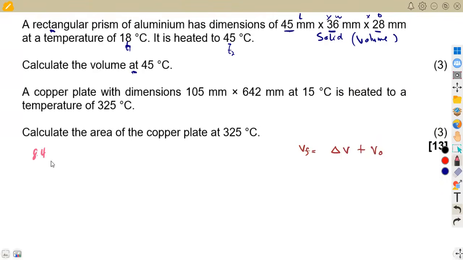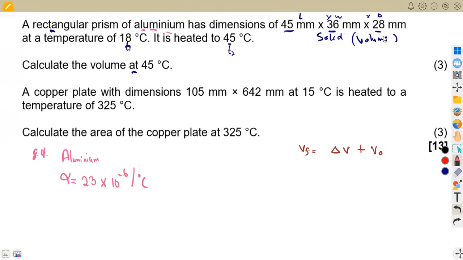So this is question 8.4. Like I said, we are given an aluminum prism. So for the aluminum part, check your information sheet for the linear coefficient of expansion of aluminum. You are going to have it as 23. So check properly on your information sheet. It is 23 times 10 to the exponent of -6 per degree Celsius. All right, so that is what we have from the aluminum part.